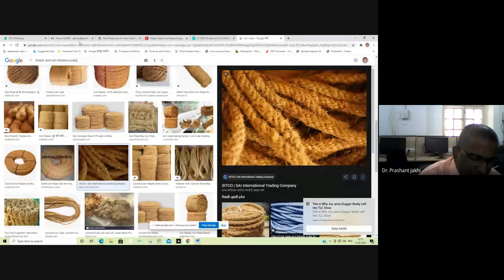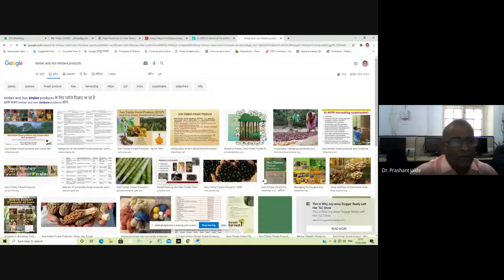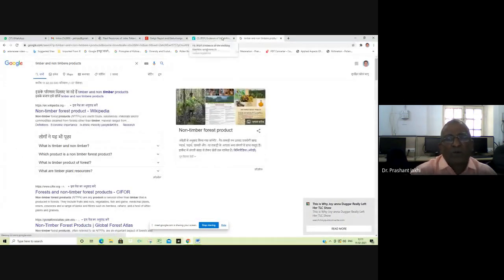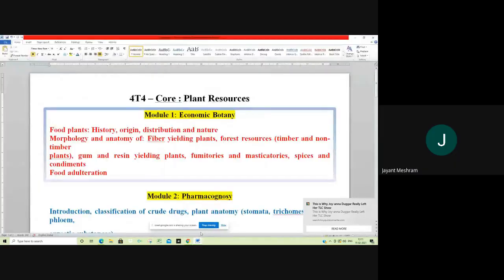Anybody can give an idea regarding what is timber? Anybody? कोई बता सकता है टिम्बर? हाँ सर. हाँ, what is timber?